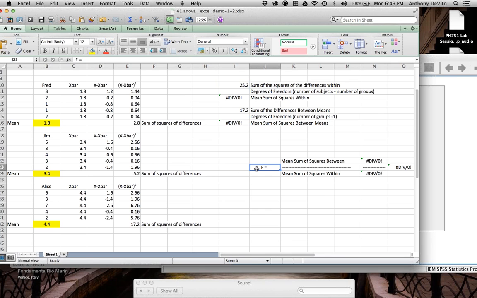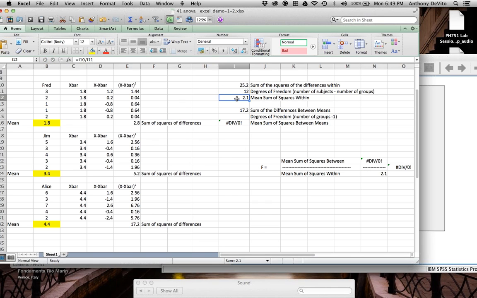Okay, so now the next thing I want to do is figure out what the degrees of freedom would be here. Well, the degrees of freedom for the denominator in analysis of variance is going to be equal to the number of subjects for all of the groups minus the number of groups. So we've got 15 subjects, we've got 3 groups, so the degrees of freedom is going to be equal to 12. 15 minus 3 is 12.